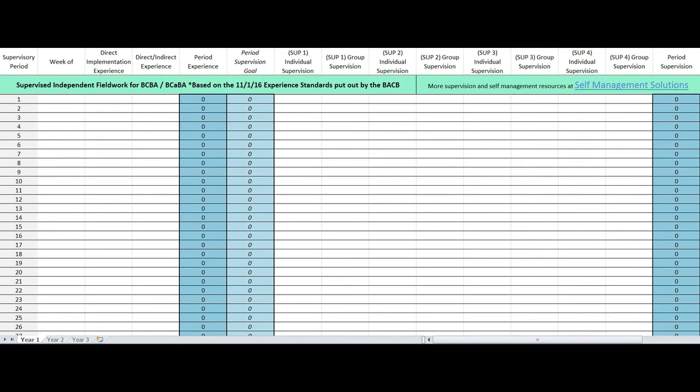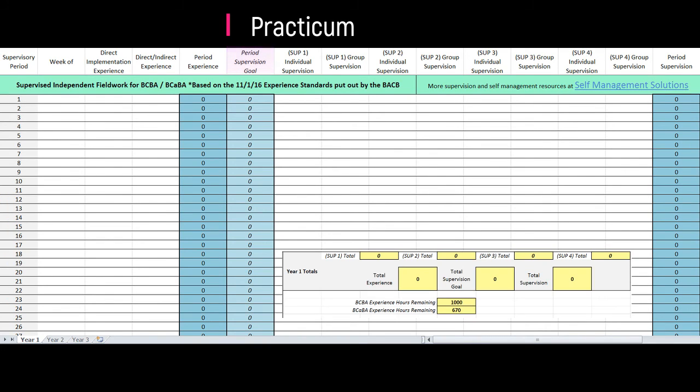Let's look really quickly at the practicum and intensive practicum tracking sheets as well. So with the practicum tracking sheet, most of the functions are the same. The differences you'll see here are that each supervisory period only consists of 1 week. As I enter numbers into the practicum experience, our period supervision goal is going to be higher. Now it is 7.5% of my experience hours. And you'll also notice that the experience hours remaining for the BCBA and BCABA exams are lower.